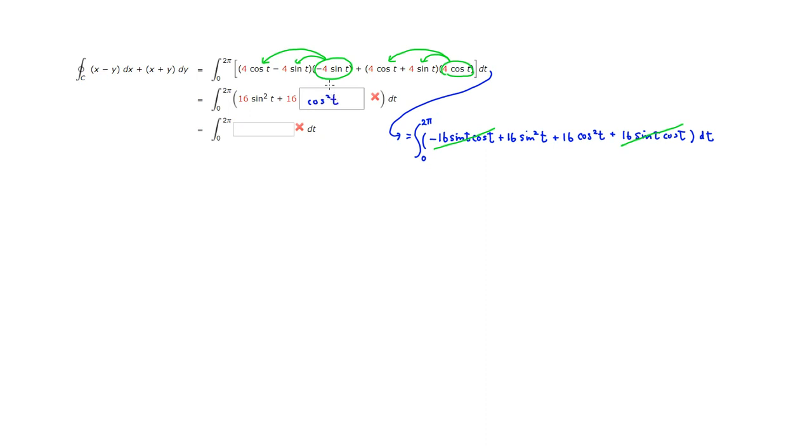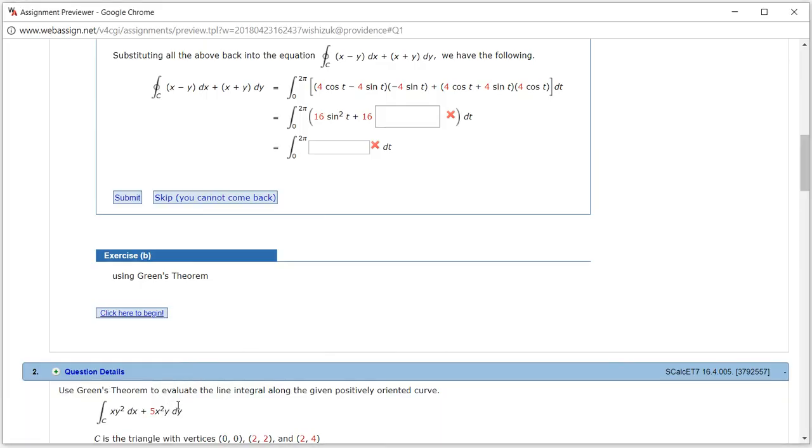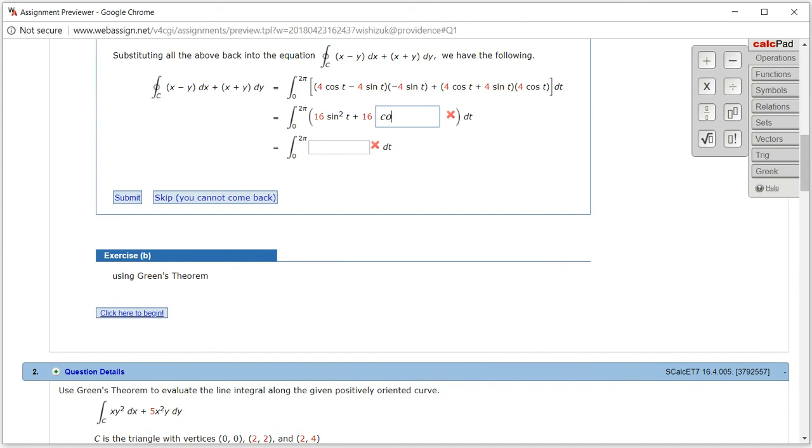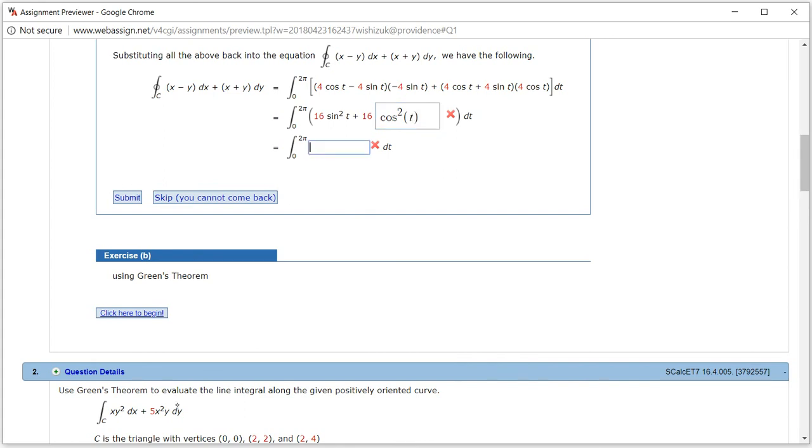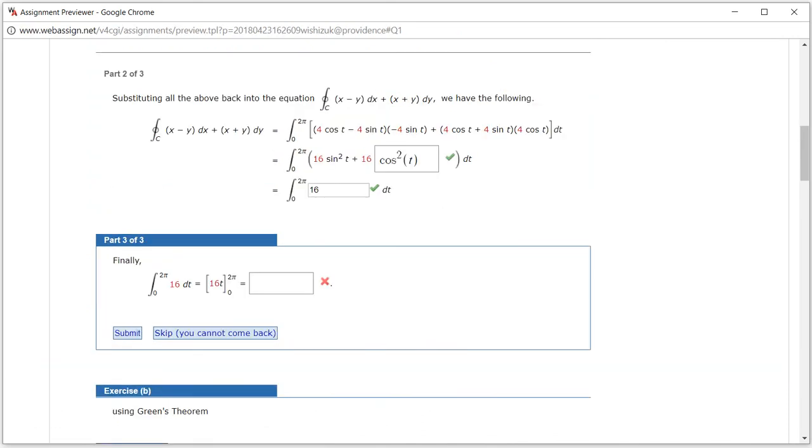Then after that, since you can pull out 16, you have sine squared plus cosine squared, which is going to be 1, so you're just going to get 16 there. All right, let's submit. I came back and it looks like we got this one correct.